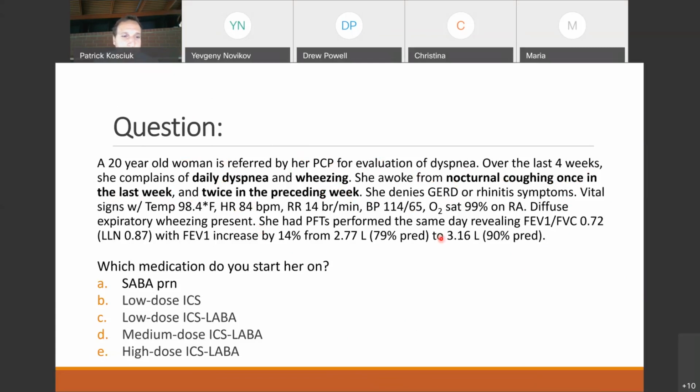We have PFTs that show her FEV1/FVC is 0.72. I would like to stress that, again, it is above 0.7, but the lower limit of normal for a 20-year-old is certainly higher than that. And her FEV1 did increase by 14%, from 2.77 liters to 3.16 liters. So what med would you start this patient on? I'm going to start the timer. If you guys would like to send me your answers through the text, that would be great.